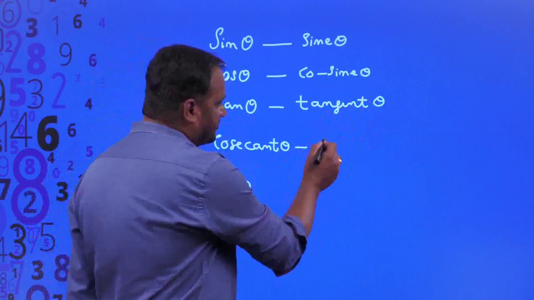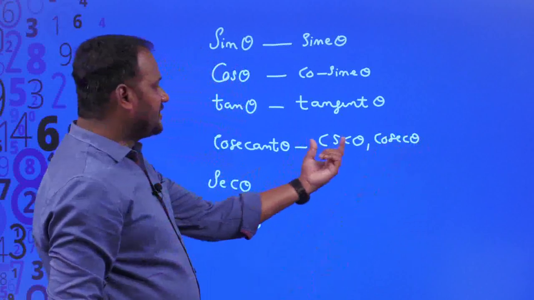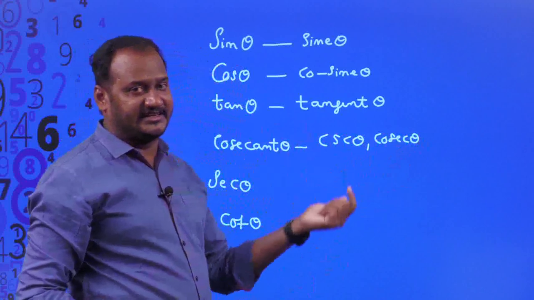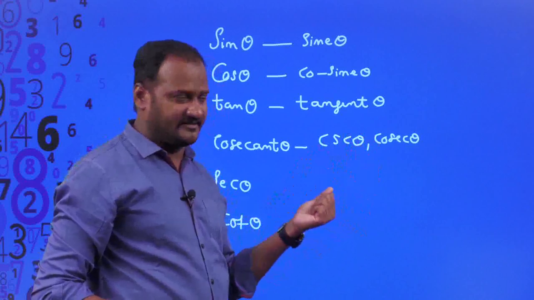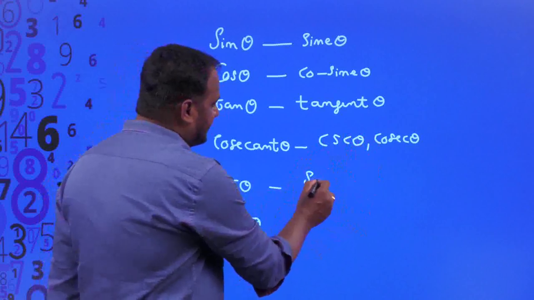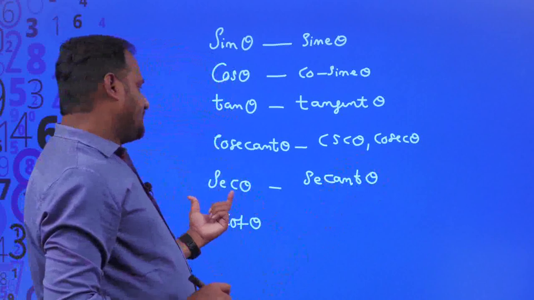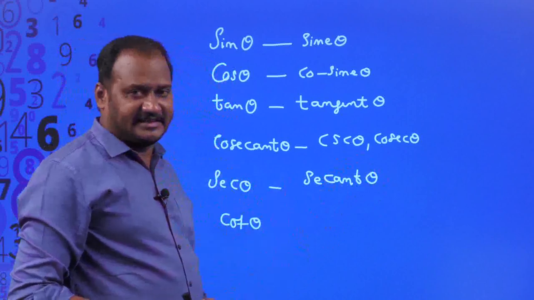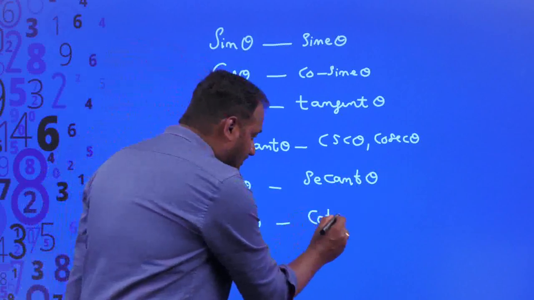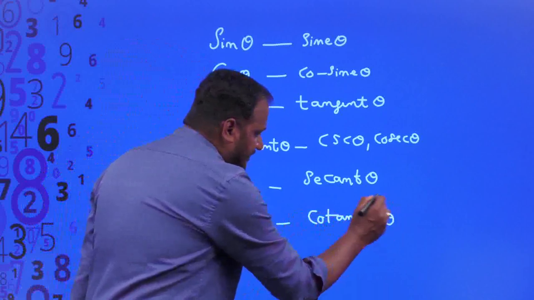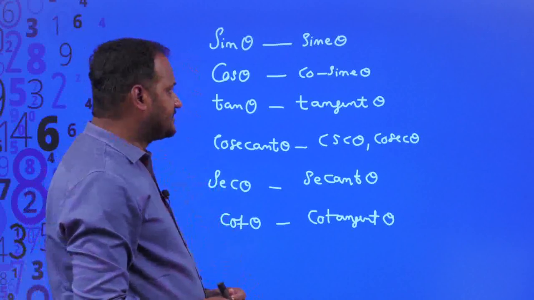And cosecant theta, of course, this is cosecant theta. The full form is cosecant theta, but you don't have to write it that way. Just write it as CSC theta or COSEC theta, that's enough. And secant theta, what is the full form? Secant theta, but read it as secant theta. If you want to read it as sec theta, it's okay, but better read it as secant theta. And the last ratio is cot theta, whose full form is cotangent theta. Simply write it as cot theta and read it as cot theta. Don't read it as cotangent theta.